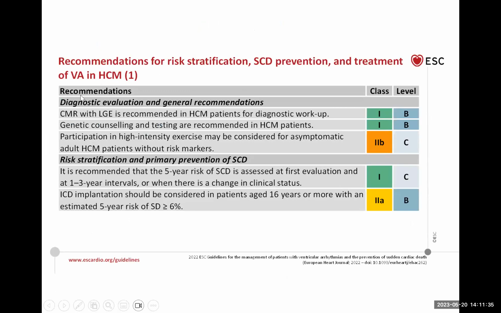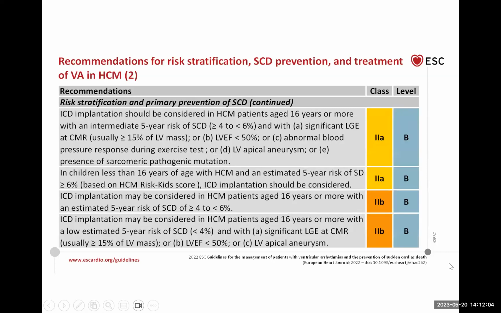So in patients with hypertrophic cardiomyopathy, cardiac MRI with late gadolinium is recommended, of course. Genetic counseling and testing is important. Participation in high-intensity exercise should be discouraged. Risk stratification for primary prevention: you know the European Society of Cardiology risk score, you should look at it. And if it is very high, more than 6%, then it is 2A to implant an ICD.